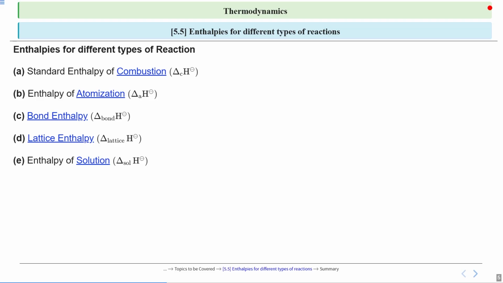Enthalpy of solution, delta solution H naught. And lastly, enthalpy of dilution. But as I said, we will cover the first three, and the rest, D, E, and F, will be seen in our next class. So we'll see the standard enthalpy of combustion, the enthalpy of atomization, and the bond enthalpy.